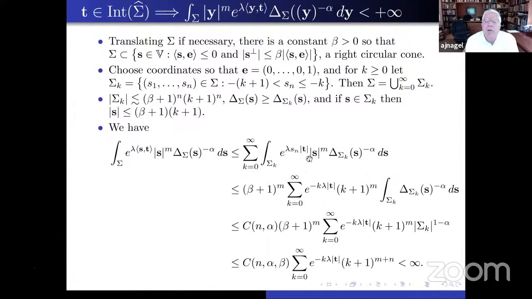I can estimate the exponential by something involving K. And what I'm left with is something involving just the integral over sigma K. But now we know that this is bounded by the volume of sigma K to a power, and that's in turn bounded by K to a power, and one ends up with this finite sum. So that's the idea of that.